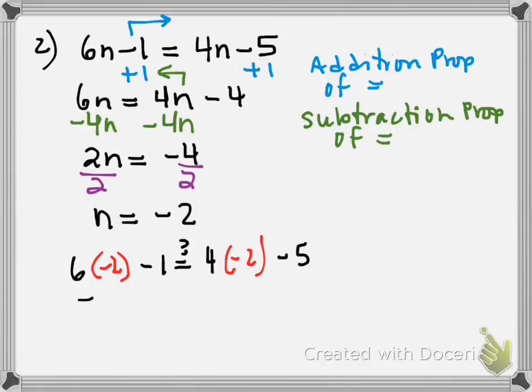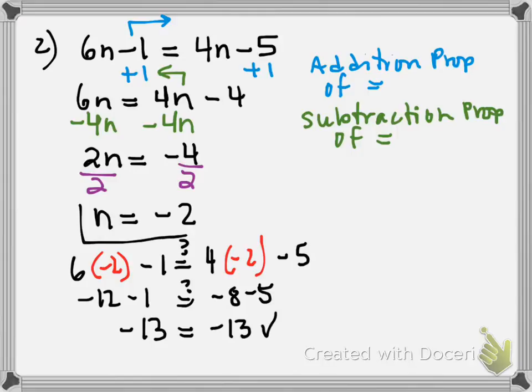So what I get here is negative 12 minus 1. And does that equal negative 8 minus 5? Well, negative 12 take away 1, signs are the same, so I add. I get negative 13. Signs are the same on the right, so I add, and I get negative 13. Since negative 13 equals itself, then the answer had to be n equals negative 2.